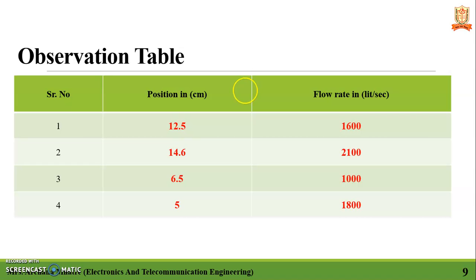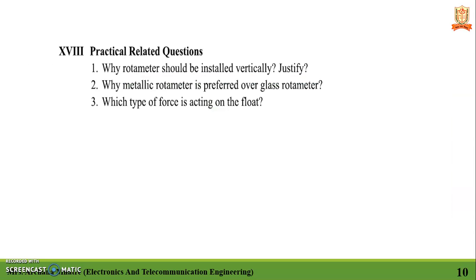When the position of the float is 12.5 centimeter, then the flow rate is 1600, and when the position of the float is 14.6 centimeter, then the flow rate is 2100. When the position of the float is 6.5 centimeter, then the flow rate is 1000 liter per second. When the position of the float is 5 centimeter, then the flow rate is 1800.